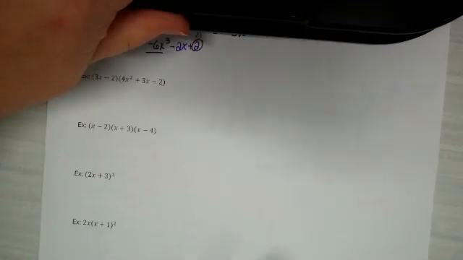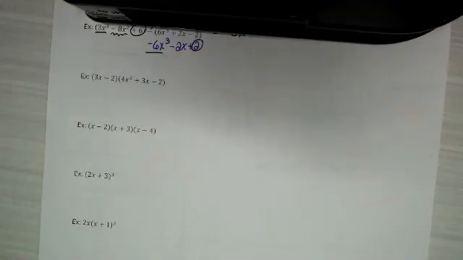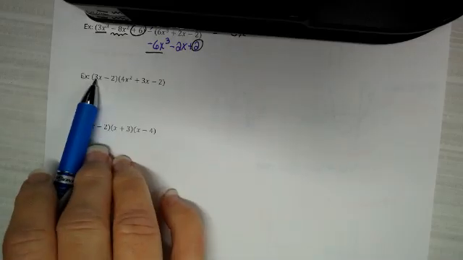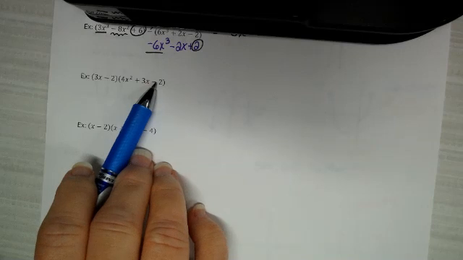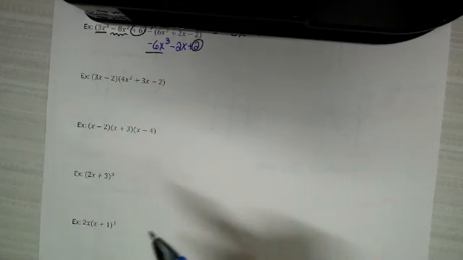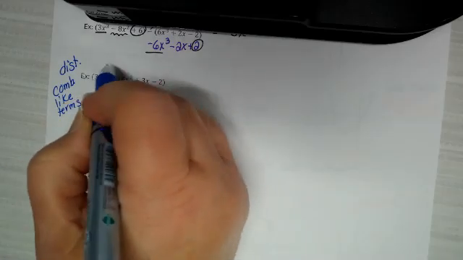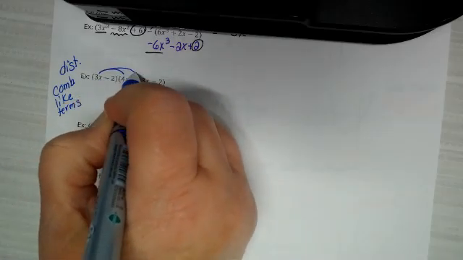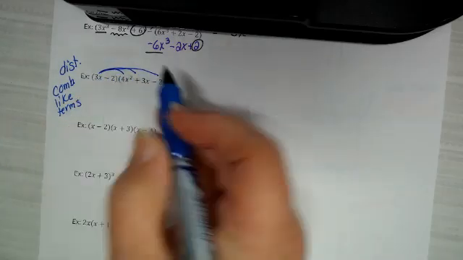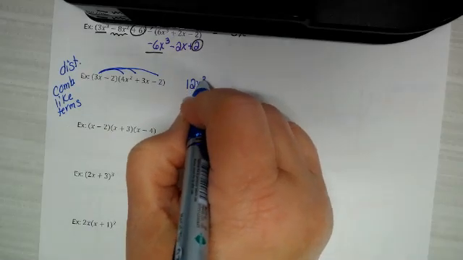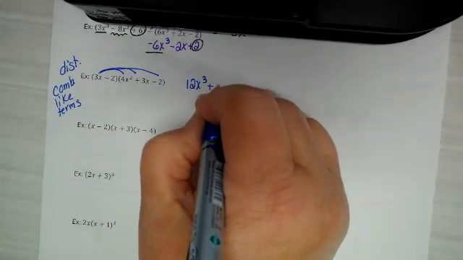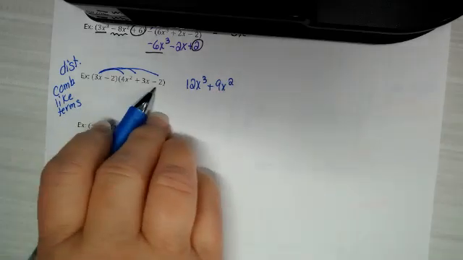Let's do some multiplication. So we've multiplied things like this before. We did a binomial times a binomial, but this time we have a binomial and a trinomial. So we're just going to distribute twice and combine like terms. So distribute and then combine like terms. Here goes. So first I'm going to take my 3x times everything. So that's going to give me 12x to the third plus 9x squared minus 6x.